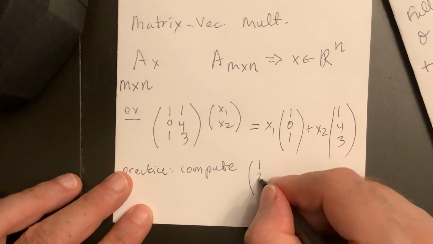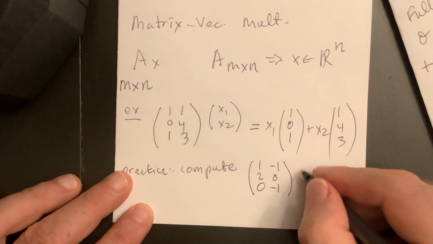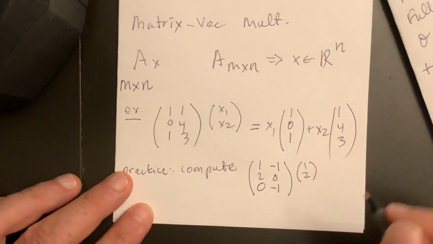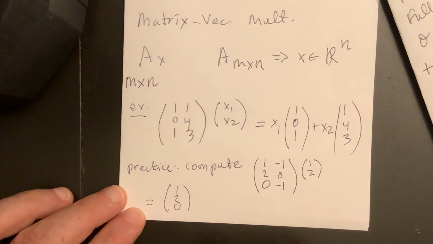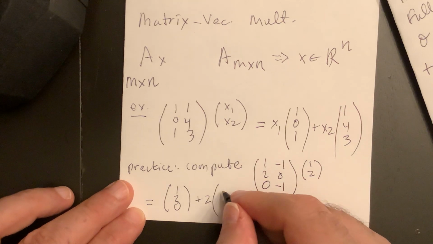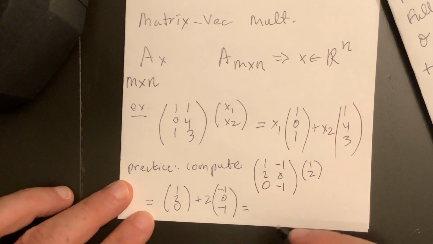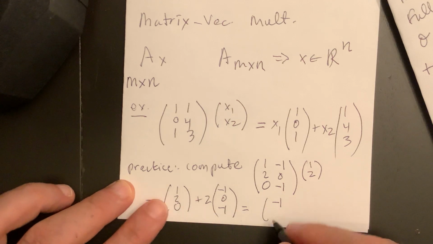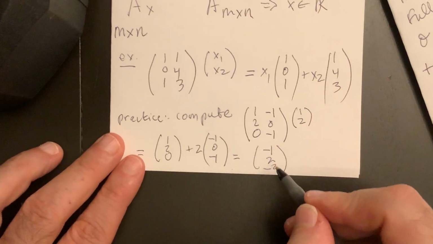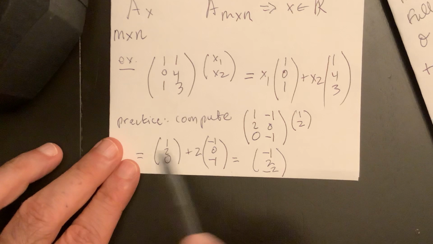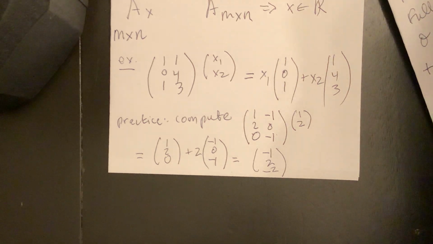So compute the matrix with columns (1, 2, 0) and (-1, 0, -1), times the vector (1, 2). Well, this is equal to 1 times (1, 2, 0) plus 2 times (-1, 0, -1). I take this linear combination and I get (-1, 2, -2). So (-1, 2, -2) must be in the span of these two vectors. Okay?